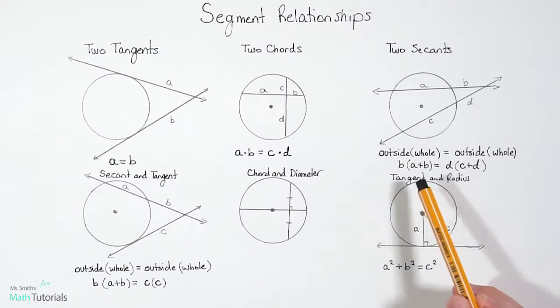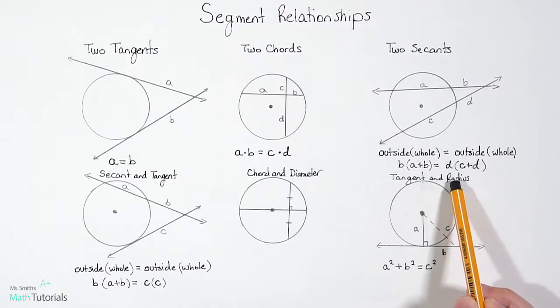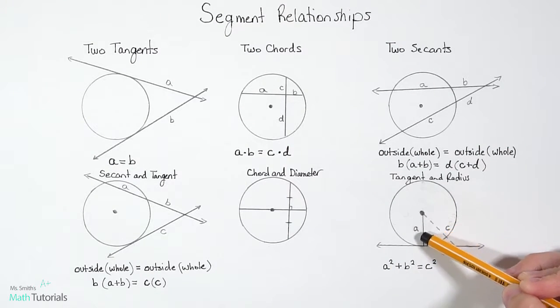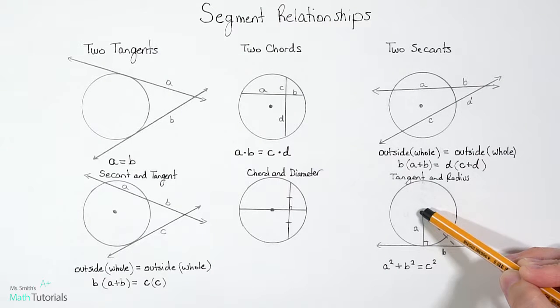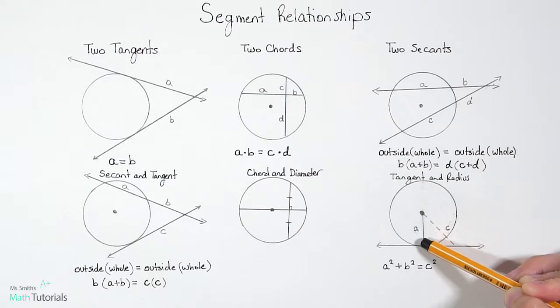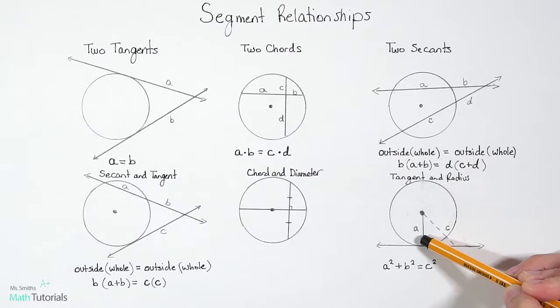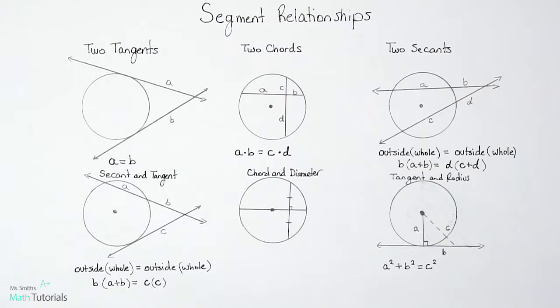The last one we're going to look at is tangent and radius. So here we have our tangent, and then here we have our radius. Now notice the radius starts at the center of the circle and comes to the outside edge of the circle. And as we touched on in our angle-arc relationship video, these form a 90-degree angle with each other.